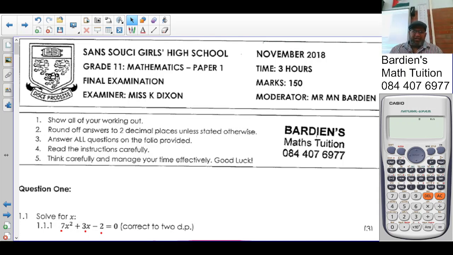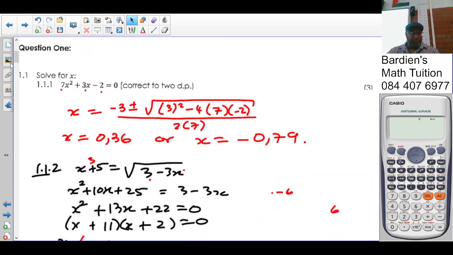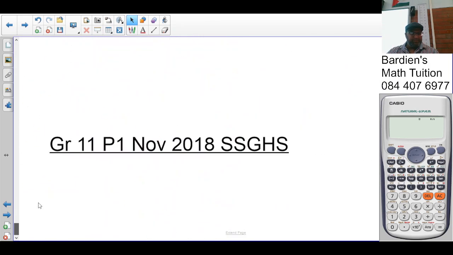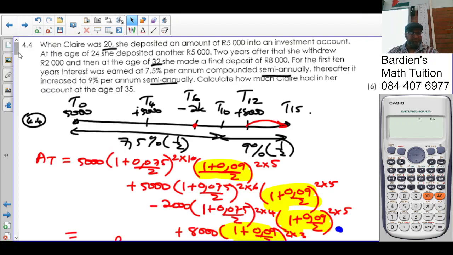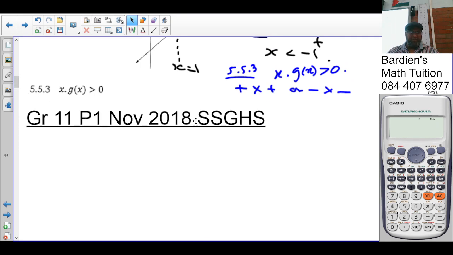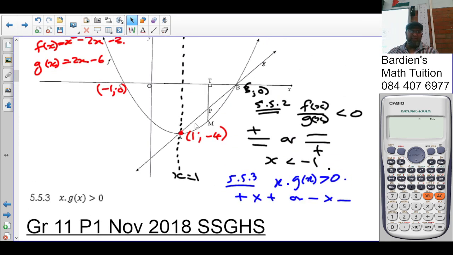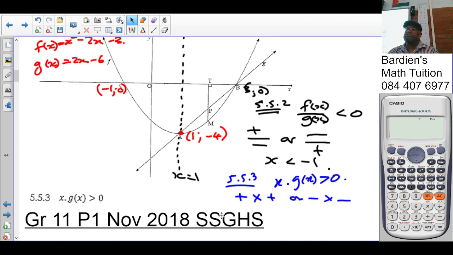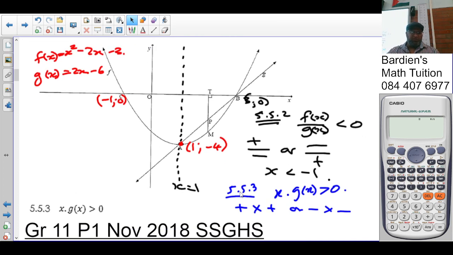So at this point, we're looking at the November 2018 paper 1. We got up until question 5.5.3. Did we answer this question? No, we haven't answered this question. This question says, where is x times g of x, which is the function g, greater than 0?